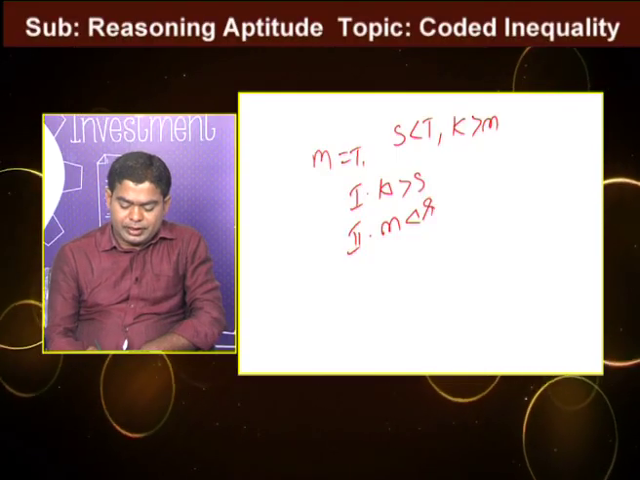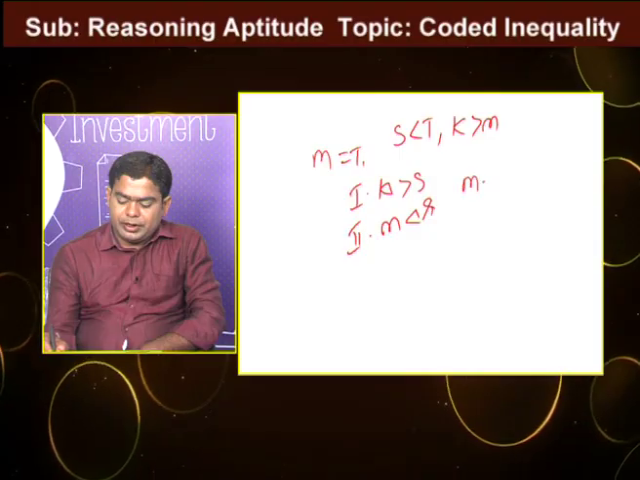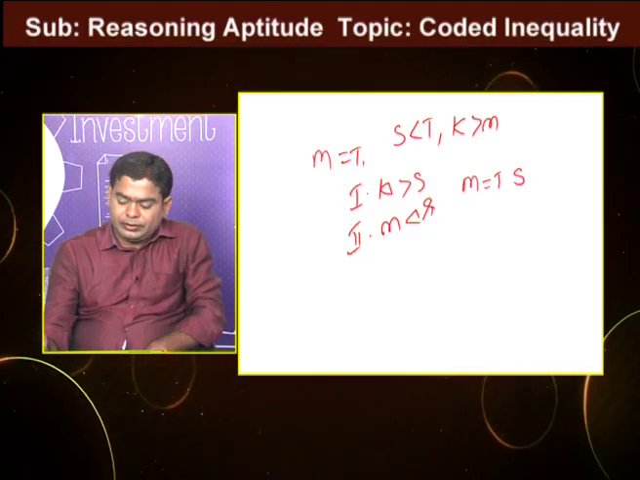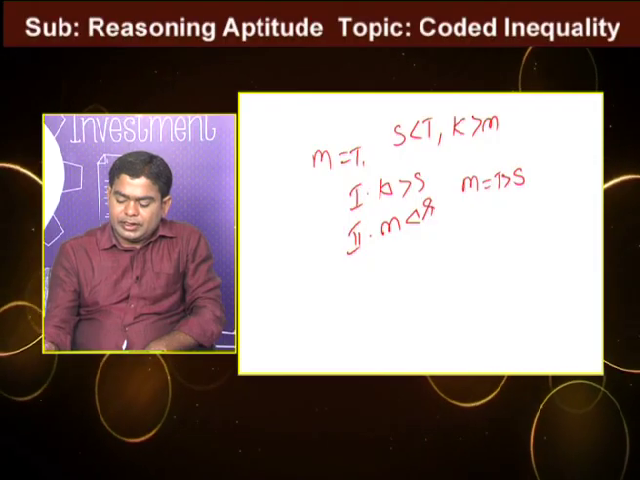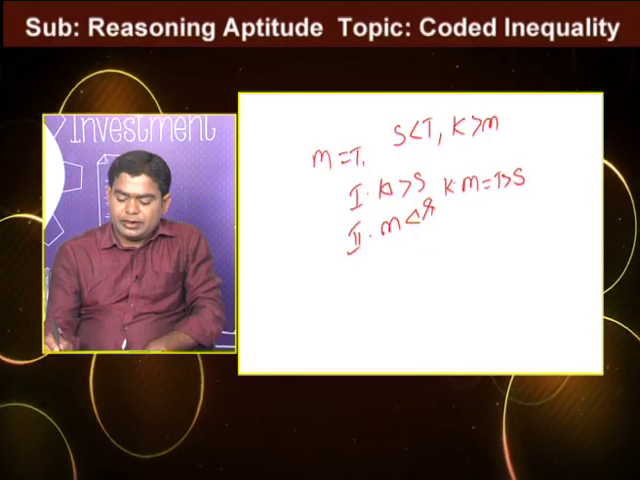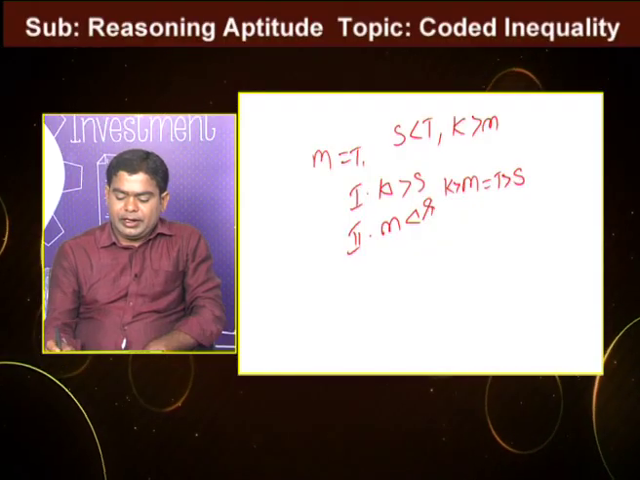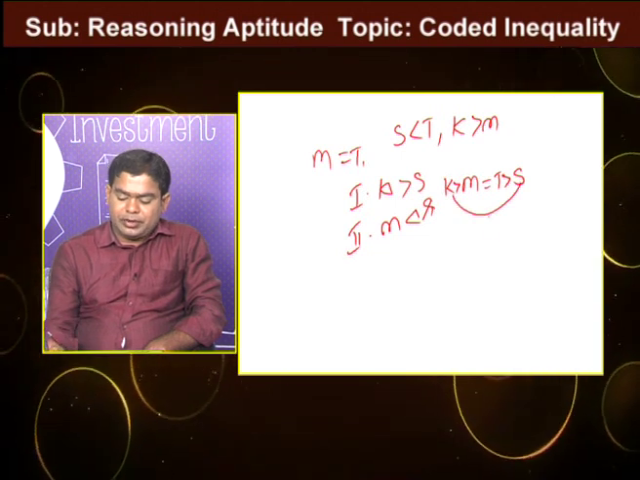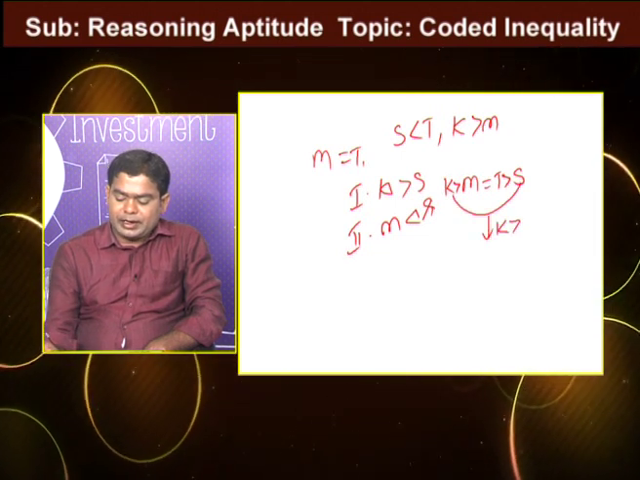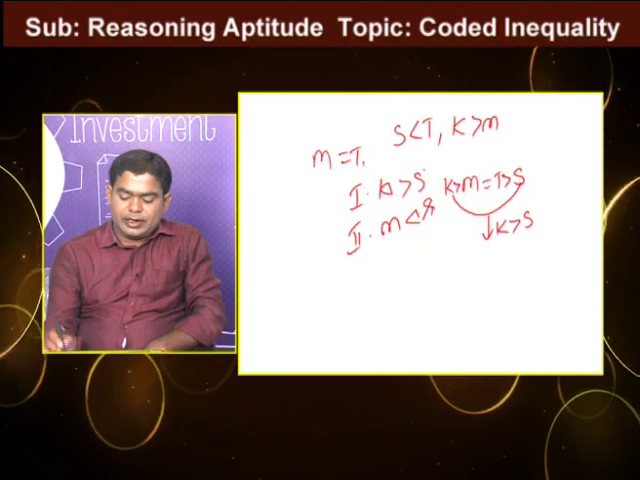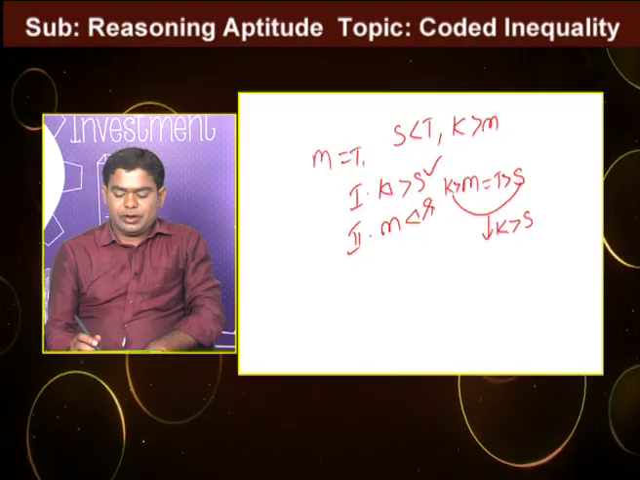First of all, we combine the given statement. M equal to T, so that T is related with S. Here the arrows are towards the T side, that means T greater than S. Again M is related with K, so K greater than M. In this combined statement, we verify the relation between K and S. By observation, we get K greater than S. So conclusion 1 follows.